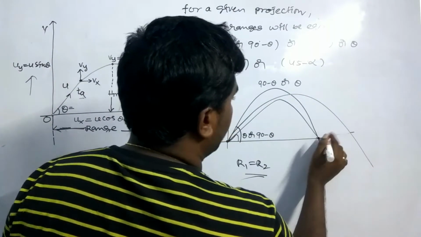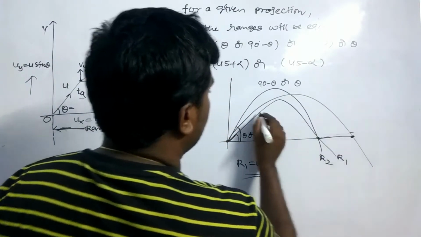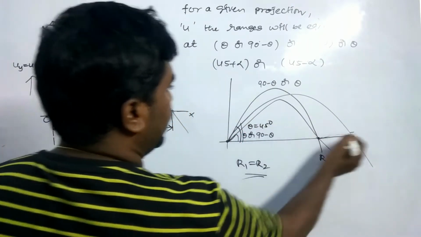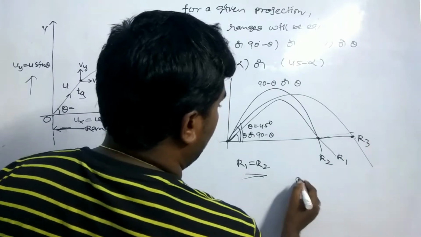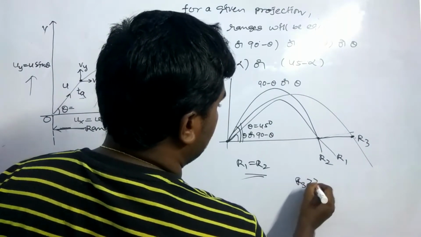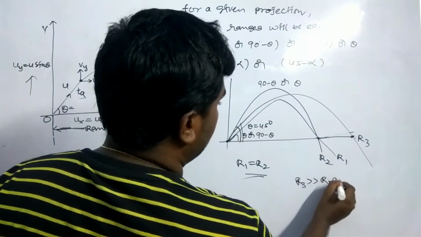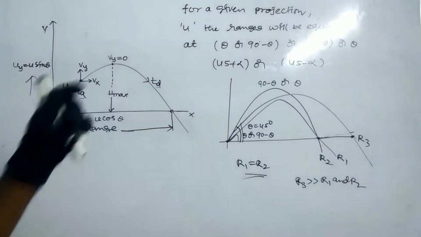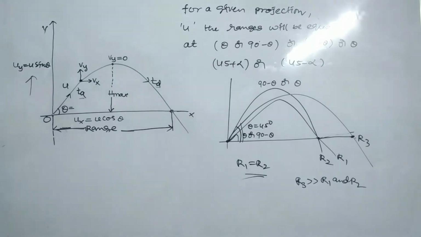So this is 45 degrees. Where theta is equal to 45 degrees, the range is, for example, R3. R3 is greater than R1 and R2. So these are the equal ranges for complementary angles.